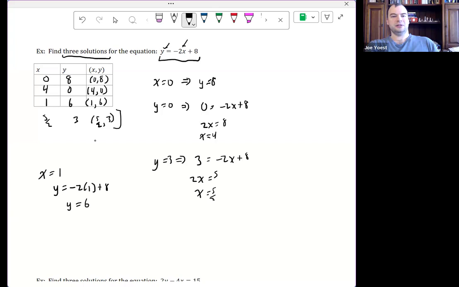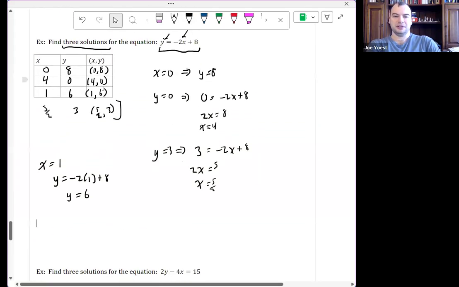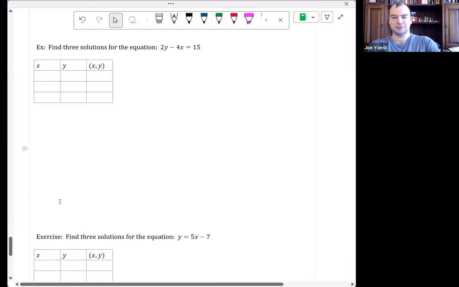But if our goal was to find 3 solutions for the equation and plot them on a graph, I wouldn't really want to try to plot 5 halves comma 3, right? It's unlikely to occur at a nice intersection between grid lines. It's going to be a little harder for me to figure out where I should put it. I want to make life easy for myself. So I'll shoot for these kind of integer coordinates when I can get away with it pretty easily.